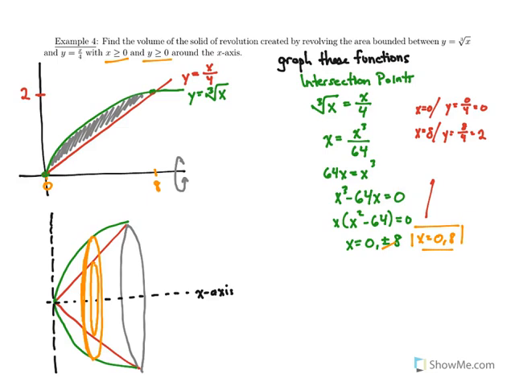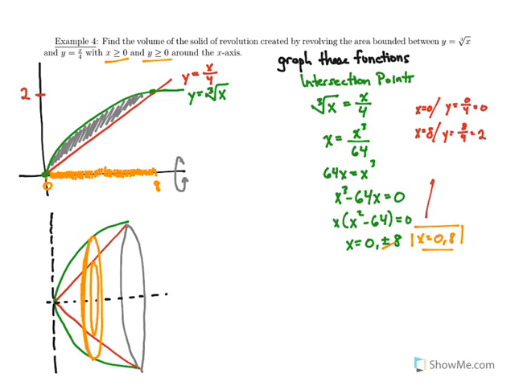We need to find the volume of that washer for each x value in between 0 and 8. For every x value in between 0 and 8, we are going to have a little washer that we can find the volume of, and then we're going to add up all of those volumes with an integral. So let's do that now.